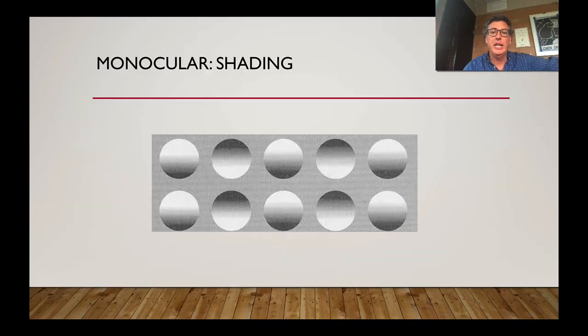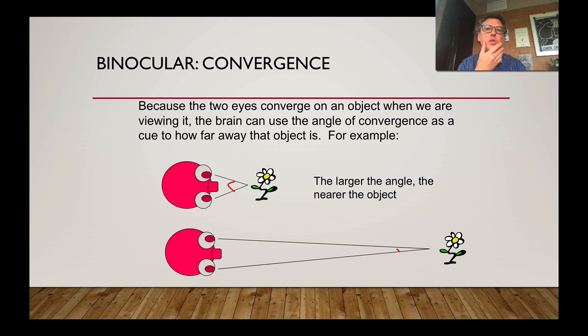However, if we have two eyes, it's even better. So now let's do two eyes. One of these things is kind of simple. The other, in my mind, is mind-blowing. So, convergence. How do we know how far something is away from us? Well, the very simple idea of convergence is the following.